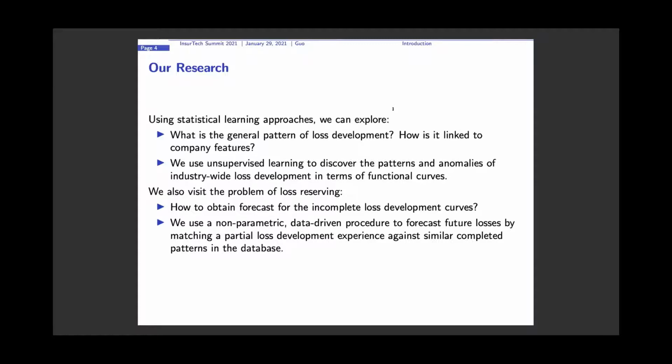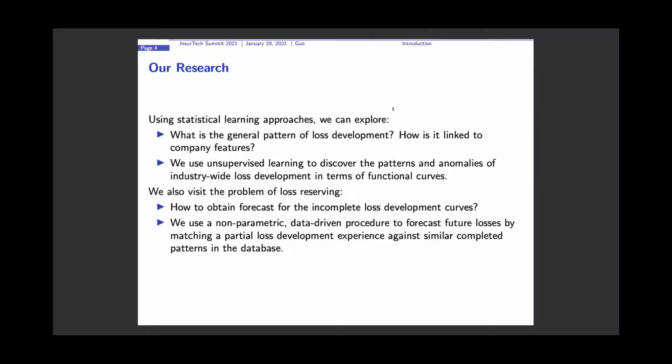Or, like Mark just has mentioned, for companies that have different capitalizations or sizes of business, does the loss development vary? And we use unsupervised learning to discover the patterns and anomalies of the industry-wide loss development in terms of the functional curve over the accident year, as a function of the development lags. And the first study actually propels our thoughts in developing a loss reserving model.